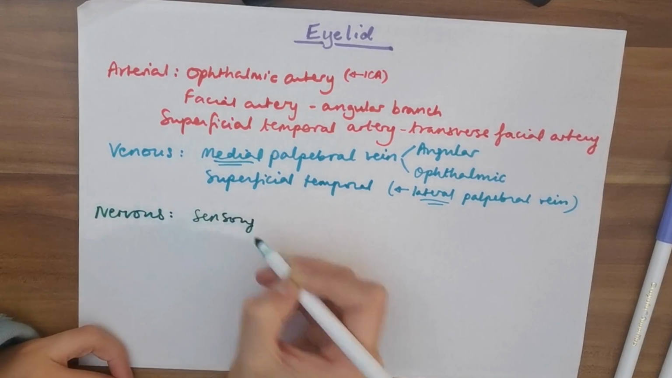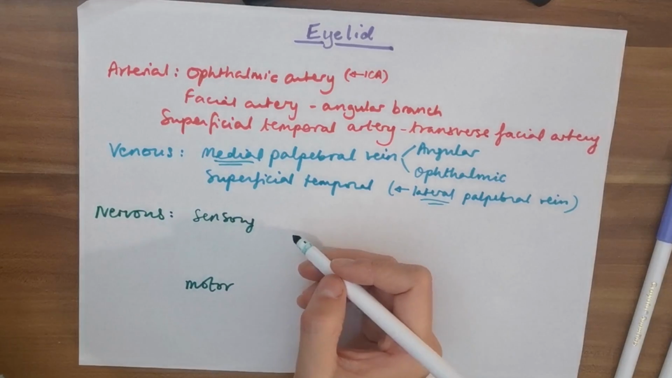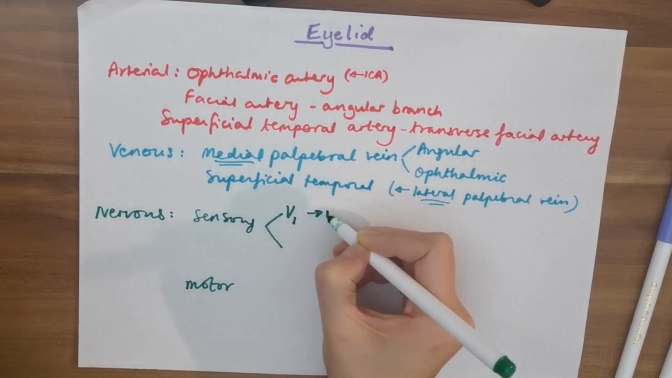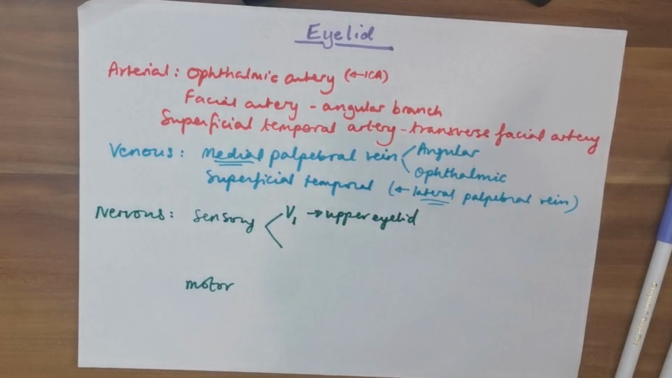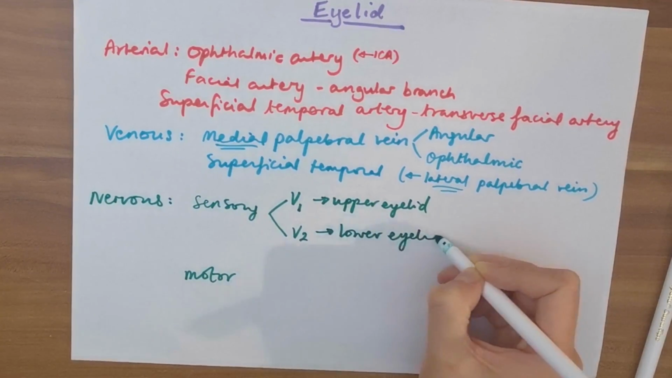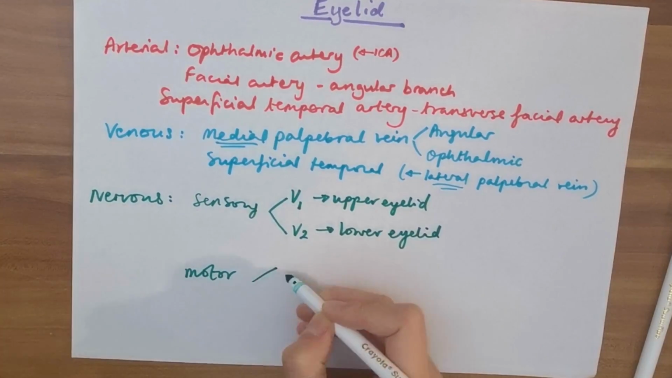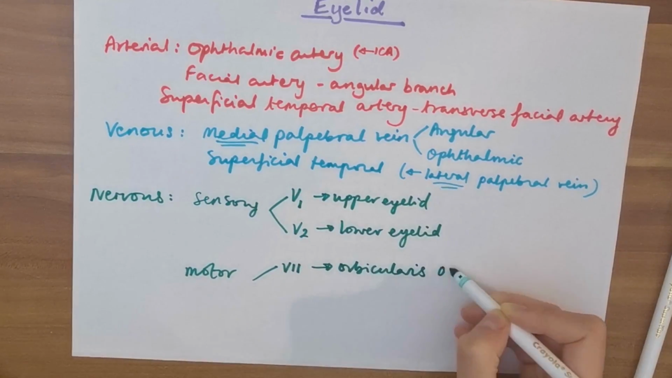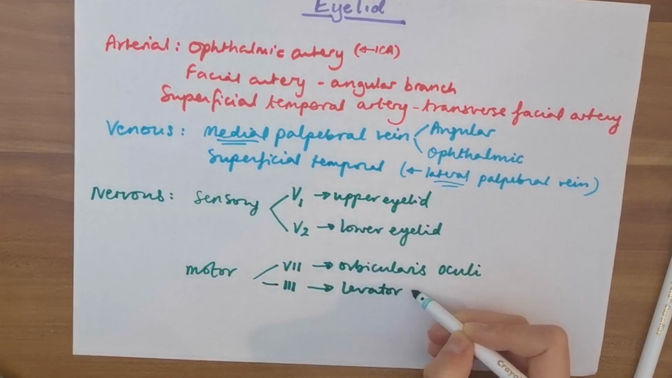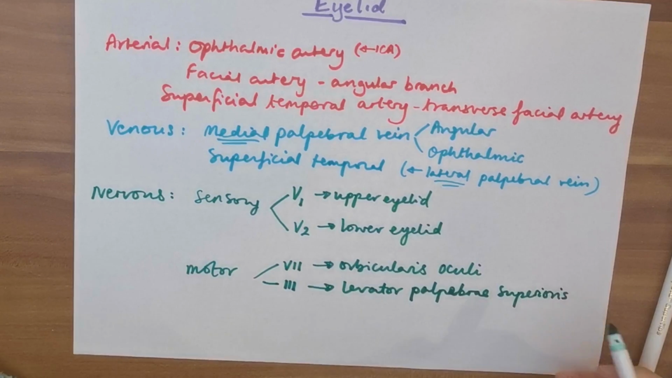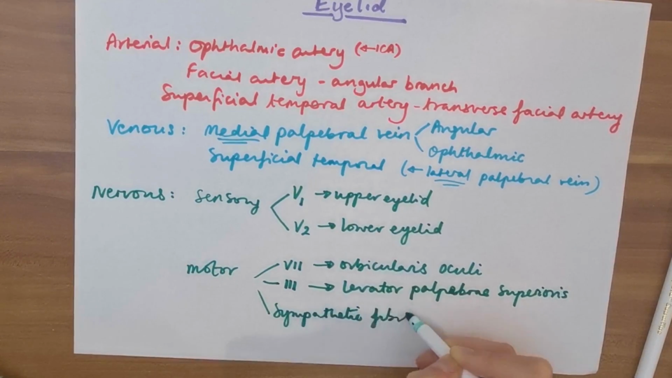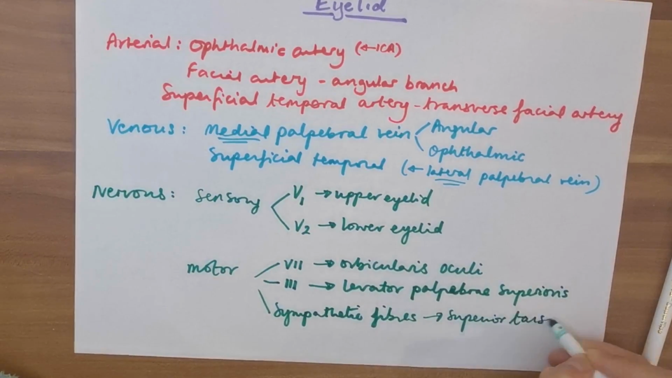Innervation-wise, there is a sensory and a motor input. The sensory input is supplied by the trigeminal nerve, and the ophthalmic branch supplies the upper eyelid. It has 4 branches, one of which is the lacrimal nerve. The lacrimal nerve again supplies the lacrimal gland. The maxillary branch supplies the lower eyelid. The motor supply is carried by the facial nerve, which supplies the orbicularis oculi, the oculomotor nerve, which supplies the levator palpebrae superioris, and sympathetic fibres that supply the superior tarsal muscles.